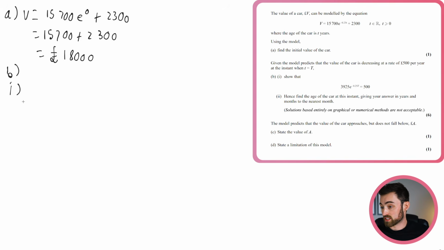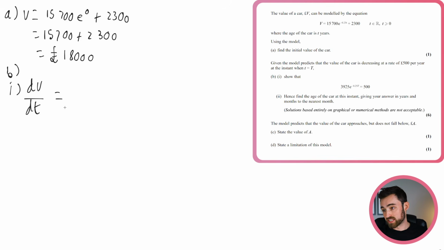Part B says, given that the model predicts that the value of the car is decreasing at a rate of £500 per year at the instant when t equals big T, show that, all of that stuff. Okay, pretty grim, but essentially it's saying every time you're asked about a rate of increase or rate of decrease, a rate is a derivative, okay? So if I was to do dV by dt, that would be the rate of increase or decrease of V, right? So as time changes, what is the rate of change of V? That's what a derivative is. So get the derivative.